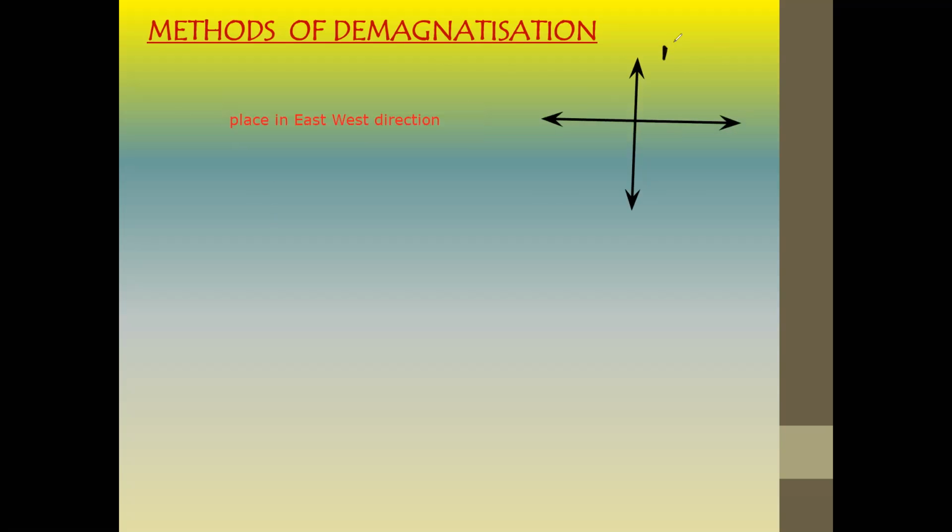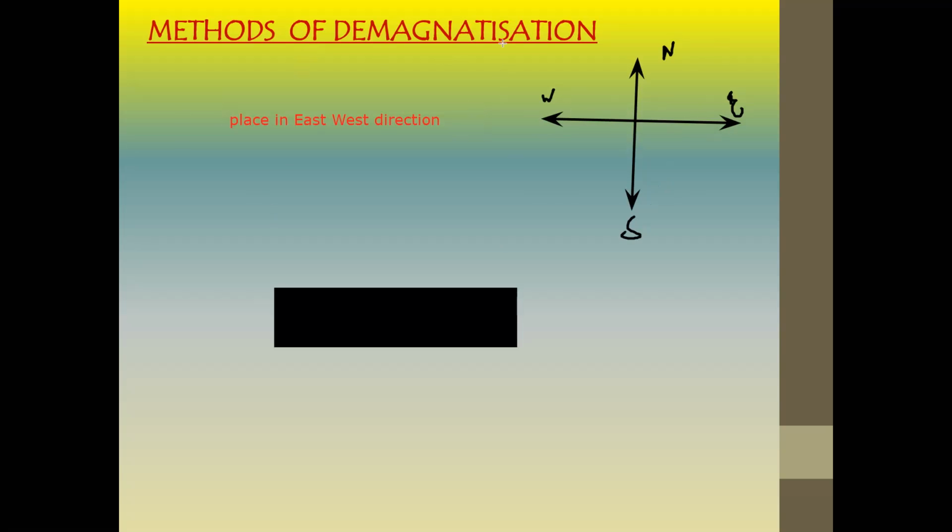So this is a compass, north, south, east and west. Whenever you want to demagnetize, you should always place the magnet in an east-west direction. For example, I want to demagnetize this magnet, so I should place it in the east-west direction. North can be on the right or left, no difference, but it should always be in east-west direction. Then, there are domains inside which are aligned because it's a permanent magnet. I want the domains to be random.